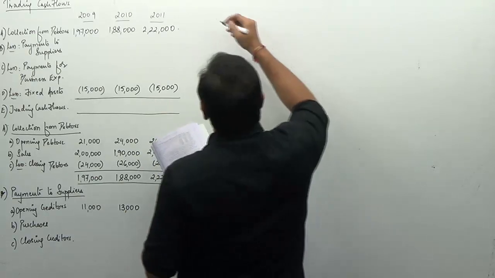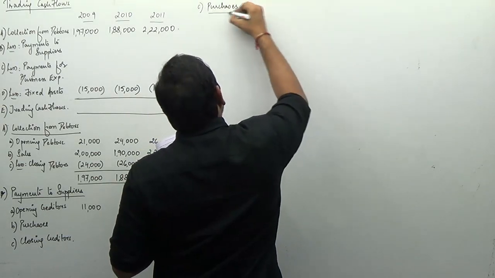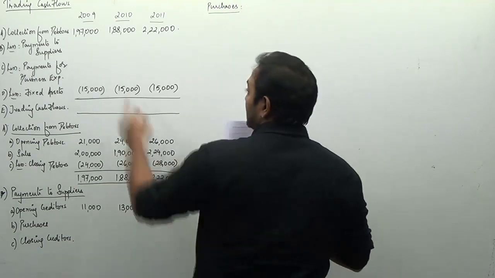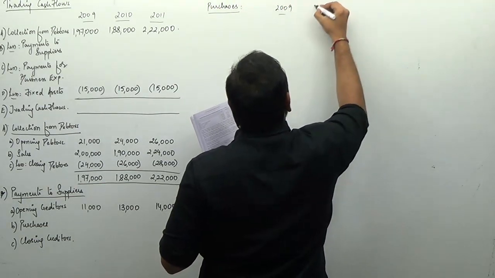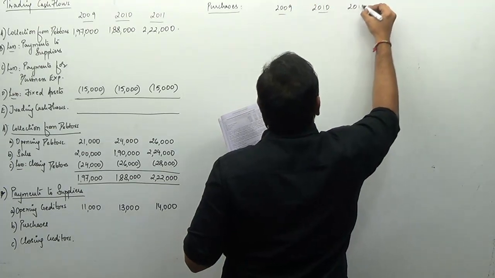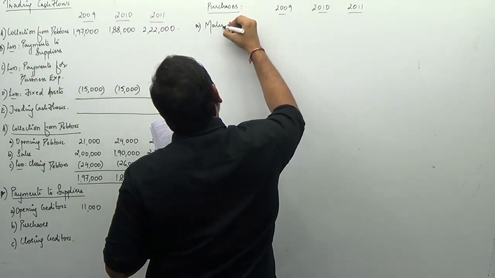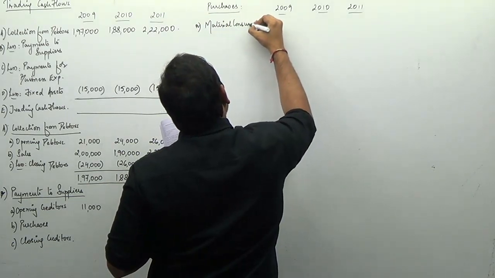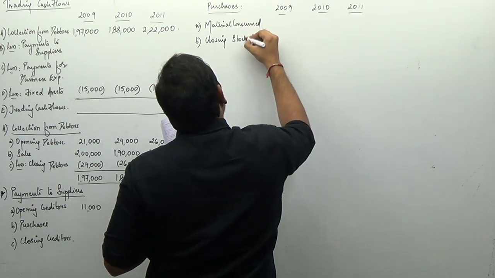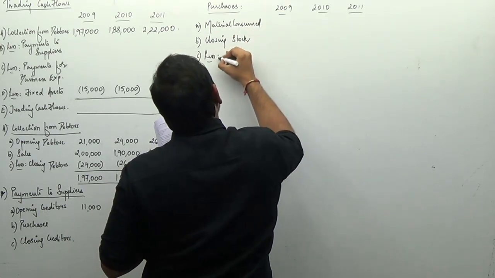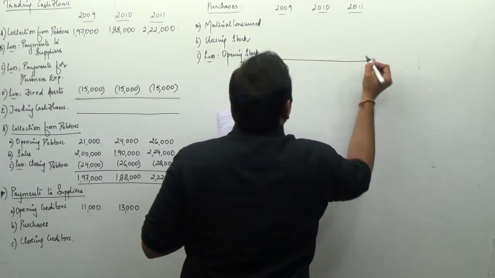To identify purchases, let's place another purchases working. Let's not number this because C is actually business expenses. Maintain those 3 years as it is, 2009, 2010 and 2011. Start with materials consumed. Add closing stock, less stock already there, opening stock. This is your identified purchases.